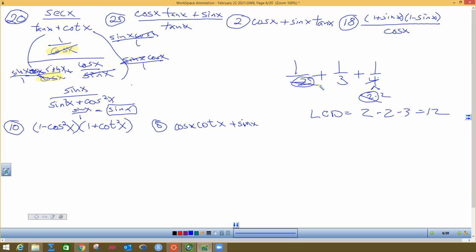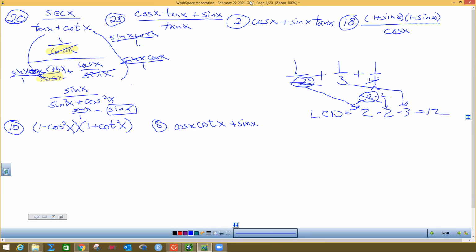Okay, do you see how I did it over here? I broke them down and I found what was in common first. There was a 2 in those two, so I get to write a 2 down. And then there was nothing else in common. I had an extra 2 and an extra 3. So whatever is not in common, you also have to write down. And then you multiply those together where your LCD comes from.